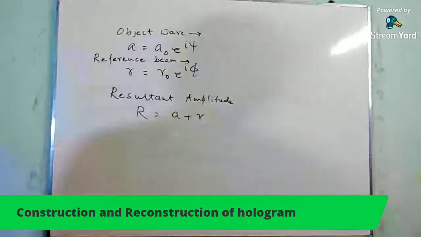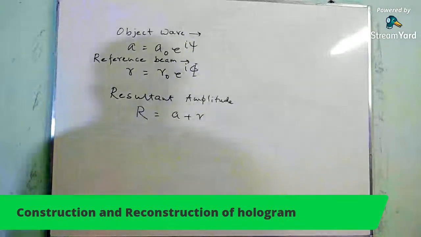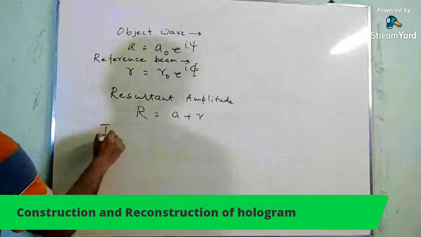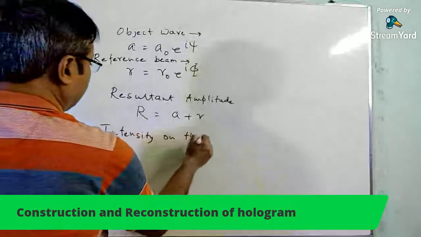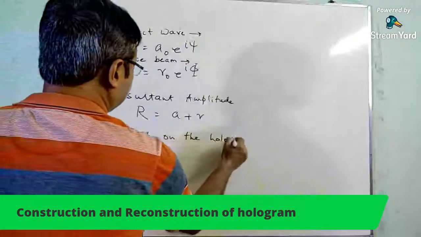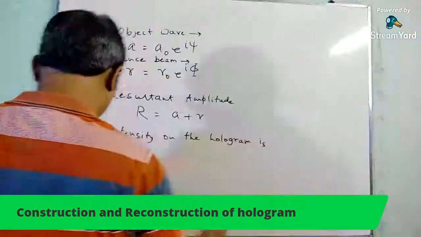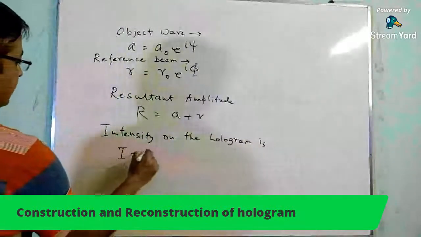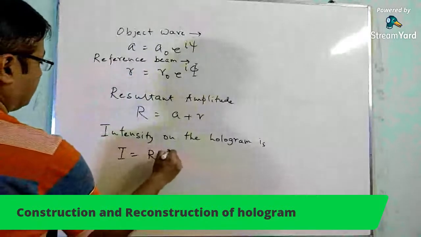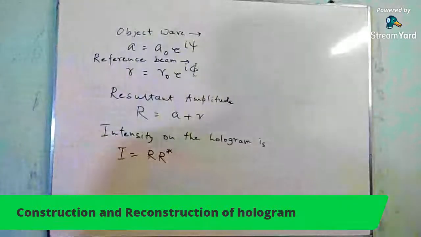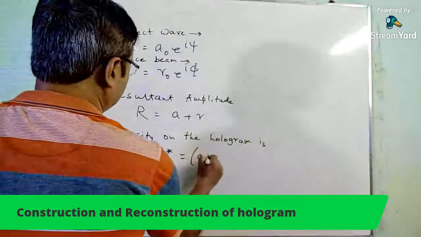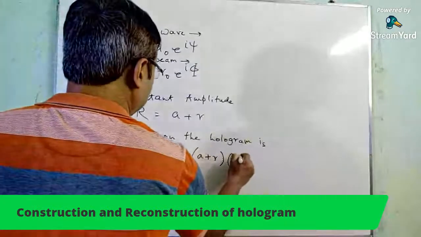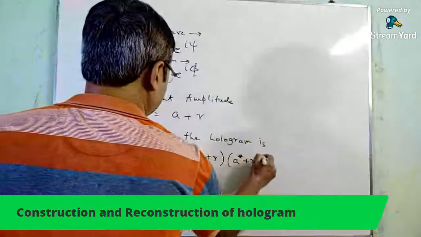So the resultant amplitude will be capital R equals small a plus small r. Therefore, the intensity on the hologram is capital I equals capital R into the complex conjugate of R, that is R star. As R equals A plus R, then R star should be A star plus R star.